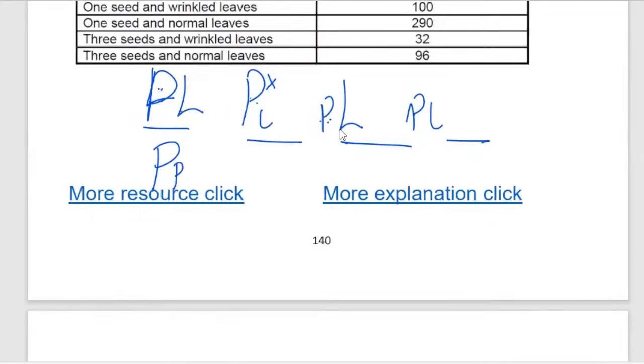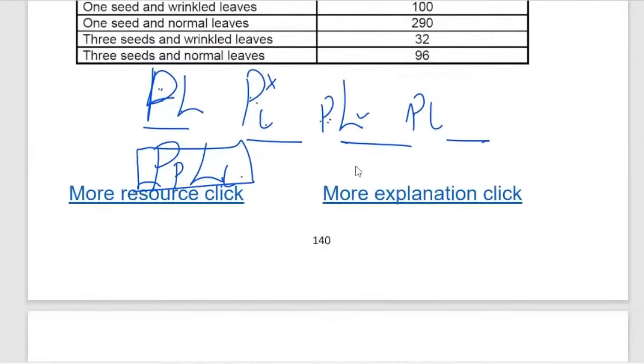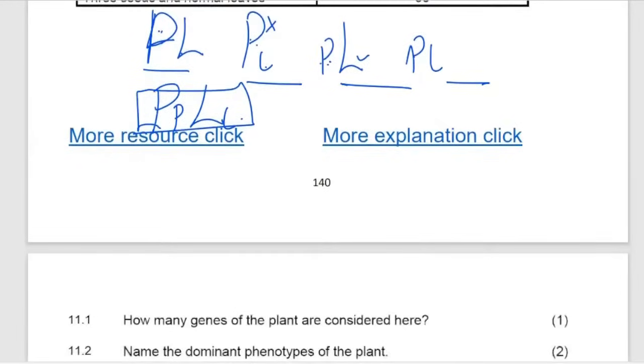Then I go to L, capital L. Do I have another capital L? Yes. Do I have a small l? Yes, I have a small l. Therefore, it's going to go with small l. Therefore, this becomes the genotype of the parent. Check, it's the same thing. Capital P, small p, capital L, small l. Then when you come here, it's capital P, small p, capital L, small l. So that's how you can identify that.